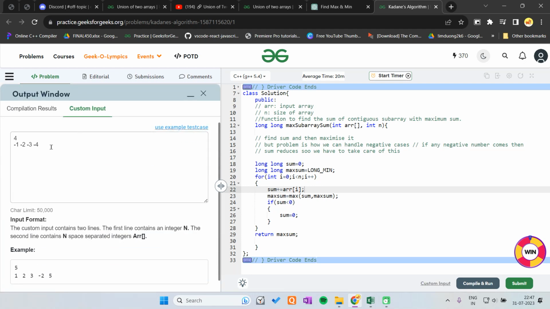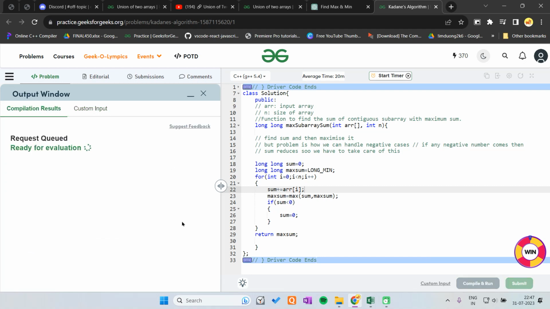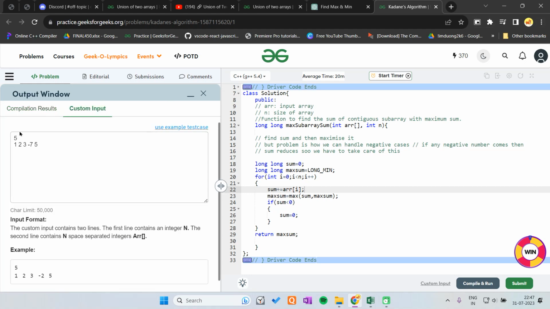But if after 1 2 3 we have minus 7, then till here 6, and with minus 7 it's minus 1, which is negative, and negative reduces the overall sum. So till here we found 6, and 6 is the maximum. Then the sum becomes 0, then the sum is 5, and between 5 and 6 the max is 6, so the answer is 6. It's easy. If it's 8, then the max was 6, but here it is 8, so the answer is 8.